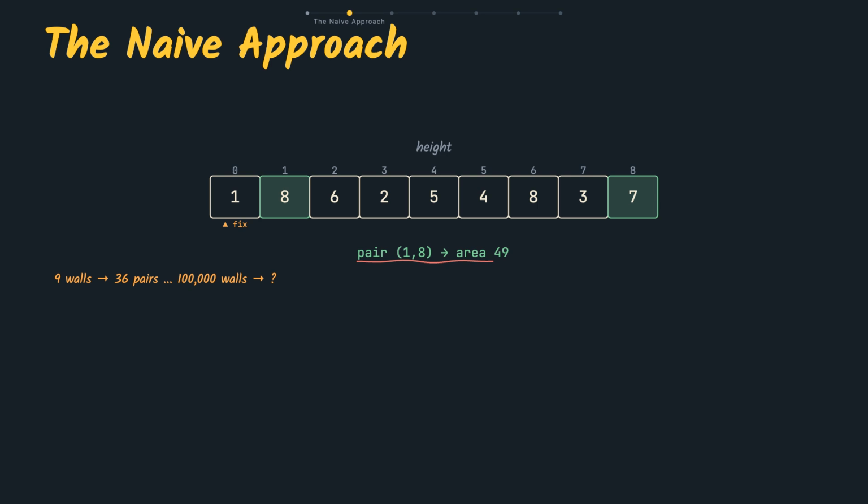But count the work. With 9 walls, that is 36 pairs. Small enough. Now picture 100,000 walls instead. 100,000 walls means about 5 billion pairs to check. Your program just sits there for minutes. Measuring every pair like this is O of n squared work. Correct, but far too slow once the input gets large.